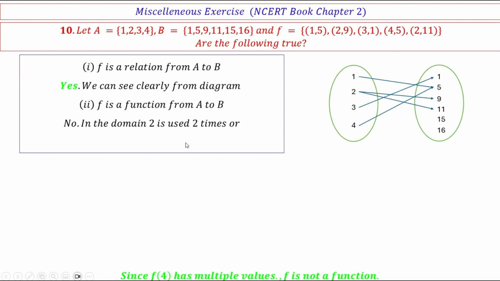And f is a function? No, because 2 has two images. 2 has two images, 9 and 11. So it's not a function.